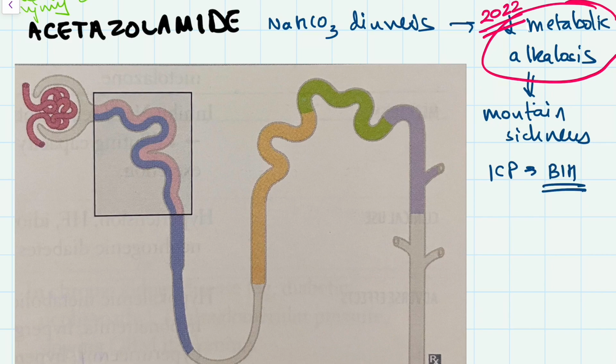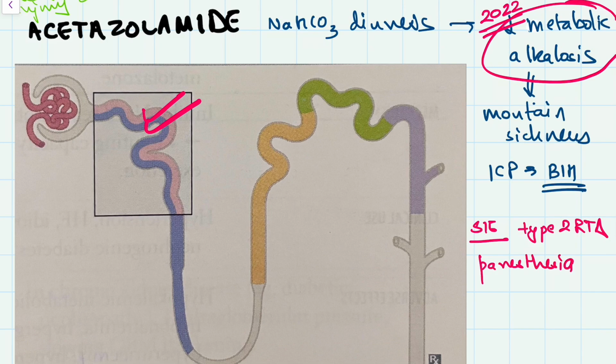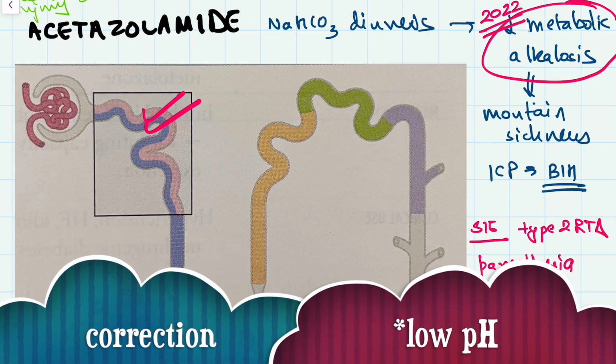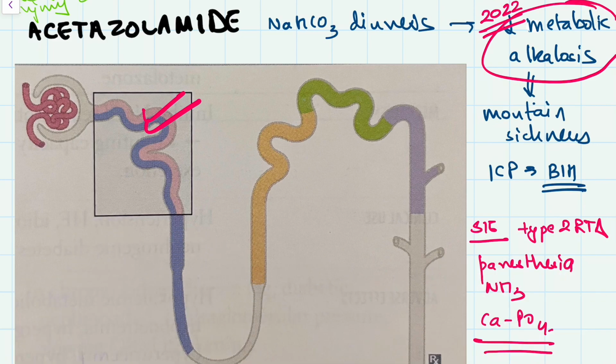The side effects of acetazolamide are causes type 2 RTA, right? Because that is the same site. It can lead to paresthesias, ammonium toxicity, right? And it promotes the calcium phosphate stone formation because it is insoluble at high pH, and it is responsible for increasing the pH.